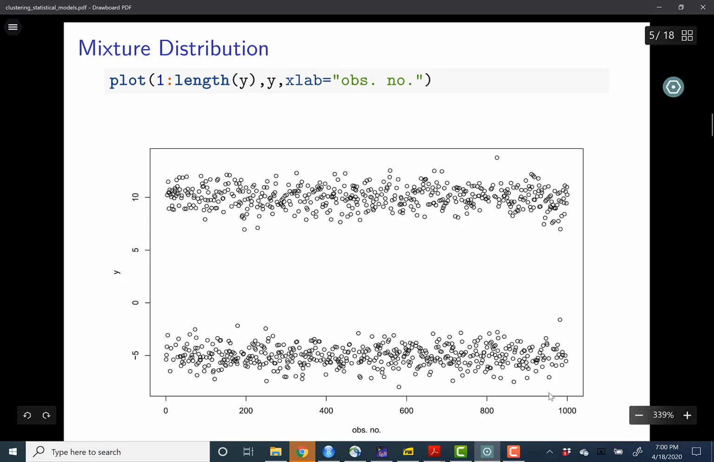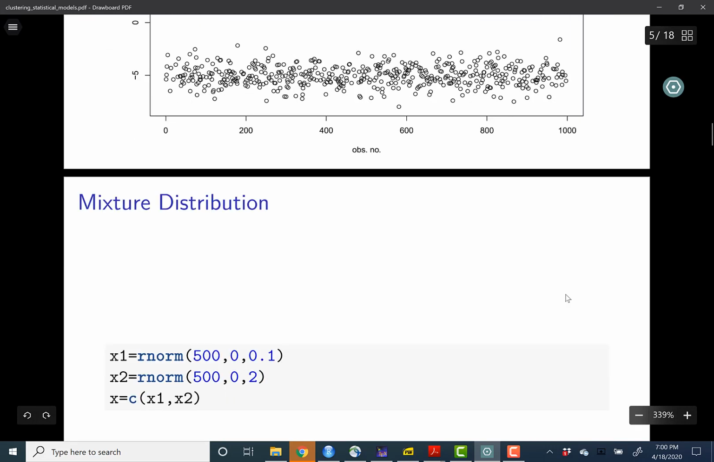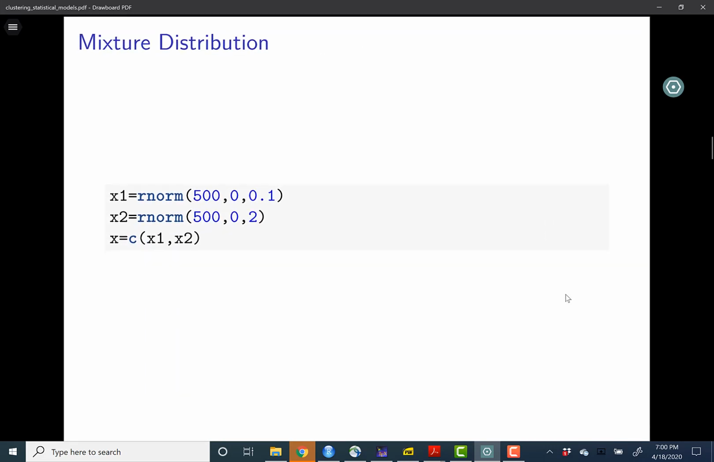So you can see that there are two clusters here, right? You know that there are two clusters because the points have been generated using two different mechanisms. But from this plot, you could easily guess that there are two clusters. Now this is a very different kind of situation here.